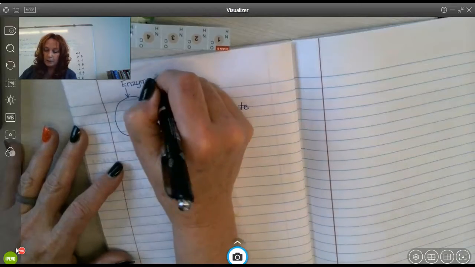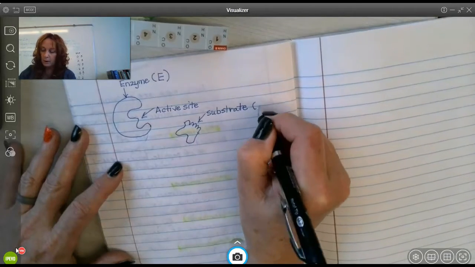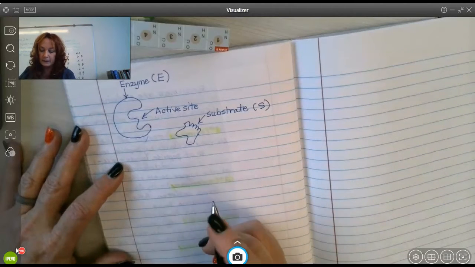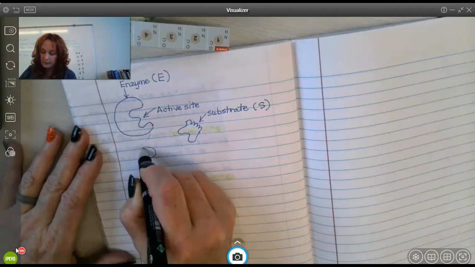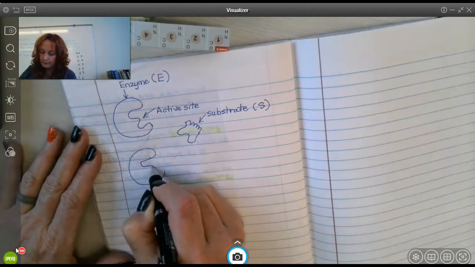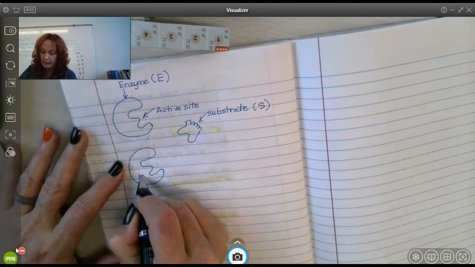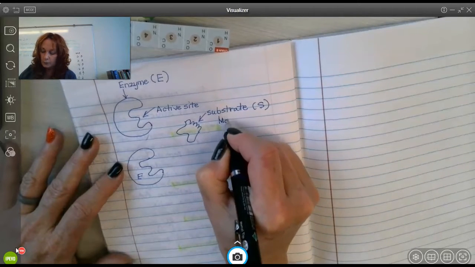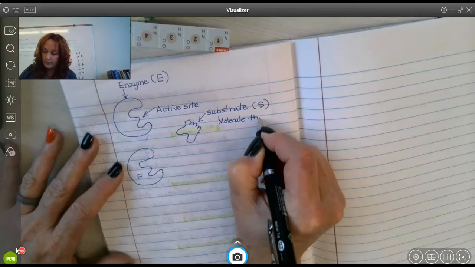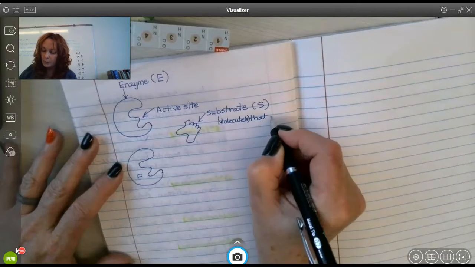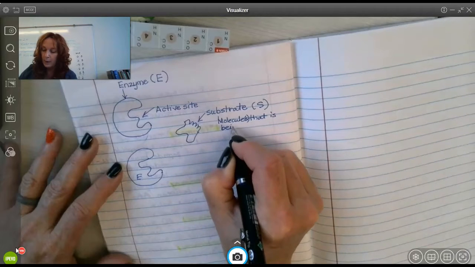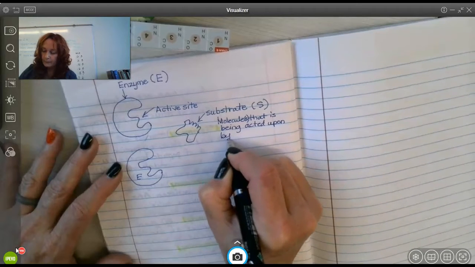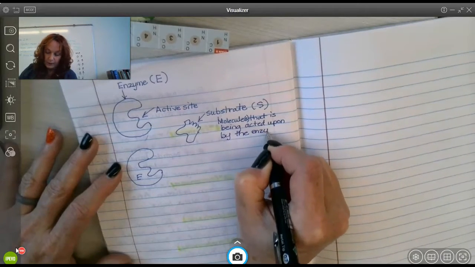So a lot of times they'll call this E, they'll call this S, and I'm now going to draw the ES complex, which means I'm going to redraw this piece. So here's E, and I'm going to dock the substrate. This is the molecule, or molecules, that is being acted upon by the enzyme. It's what the enzyme works on.